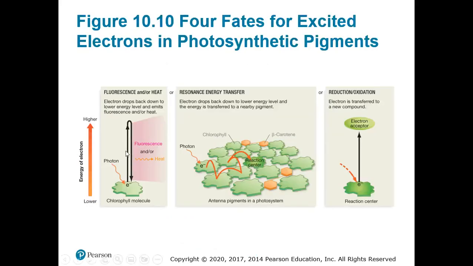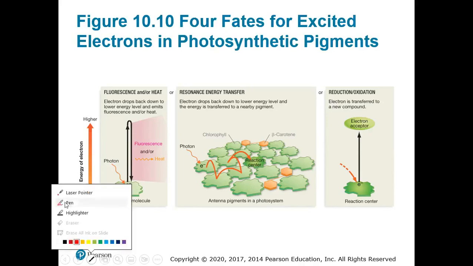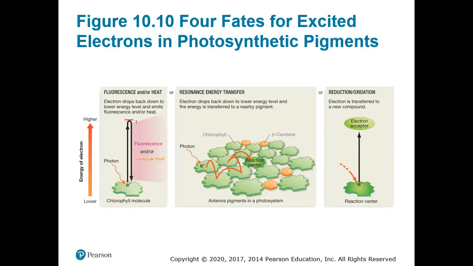So here is our little diagram showing the different fates for that energy. Those four things that we outlined previously, right? So we excite our electron in the middle of that chlorophyll molecule. It gets excited up in energy level right up here. And when it comes back down, it's released as either light or heat, or we can do resonance energy transfer.